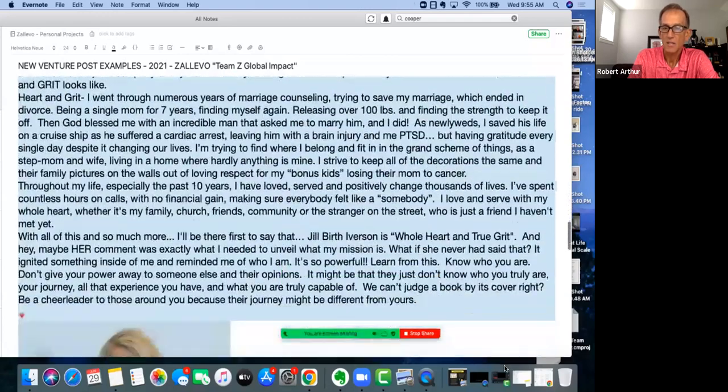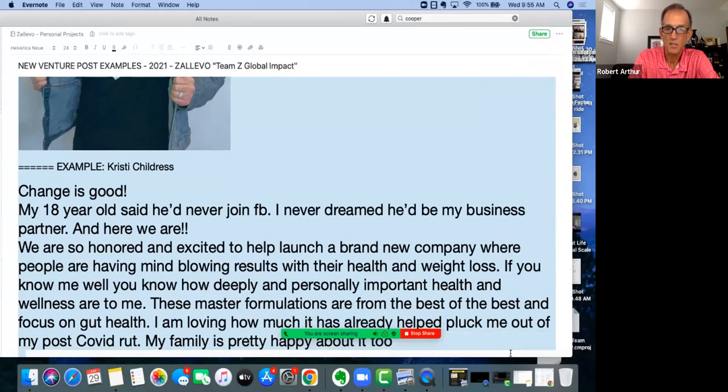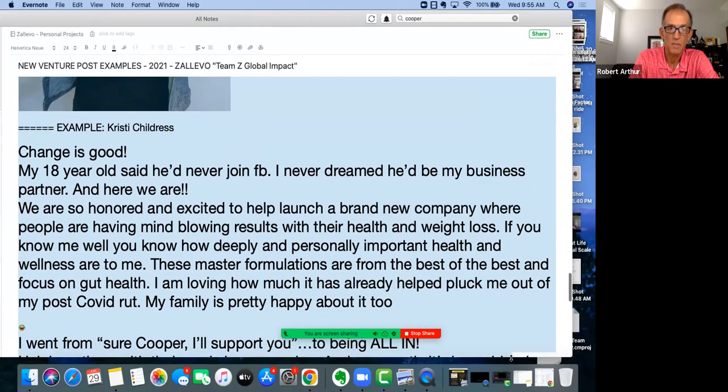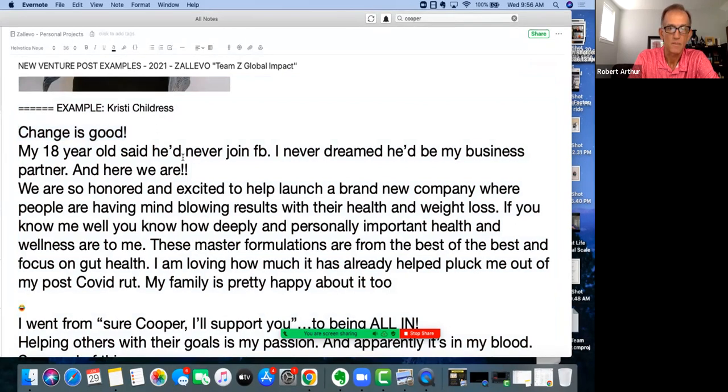And here's a lady. Here's why Kara is here. If Christy hadn't posted this or moved forward, would Kara be here and Heidi and that whole group? No. Change is good. That's a good lead in, isn't it? How many can relate to that? Okay. And now she ties it into her son. I never dreamed he'd be my business partner. And here we are. How many moms or grandmoms or papas or grandpapas would love to say this?